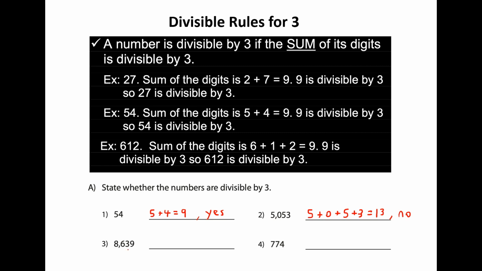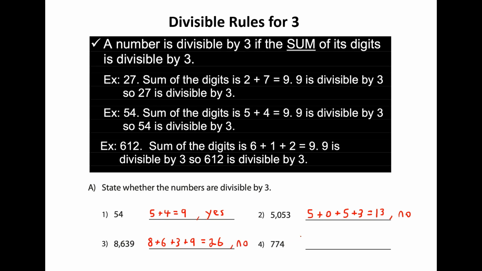Okay, 8639. I'm going to add these numbers together and see what I get. Okay, 8 plus 6 is 14. 14 plus 3 is 17. And 17 plus 9 is going to be 26. So is 26 divisible by 3? And the answer is no. So that means 8,639 is also not divisible by 3.